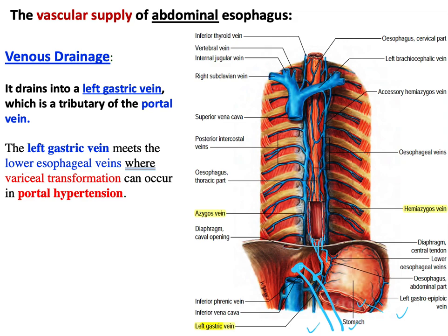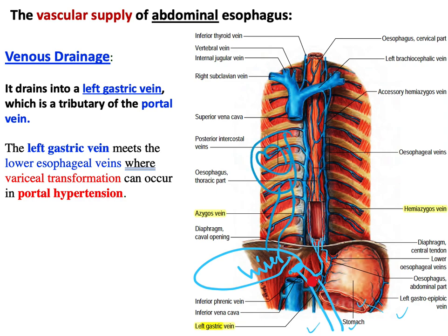Then the portal vein drains it into the liver. But if there is obstruction in this portal vein, the blood will try to find a way to return, not to the liver, because ultimately we need the blood to return from the liver to the inferior vena cava, and then ultimately to the heart.